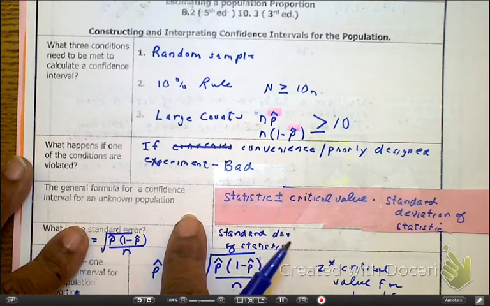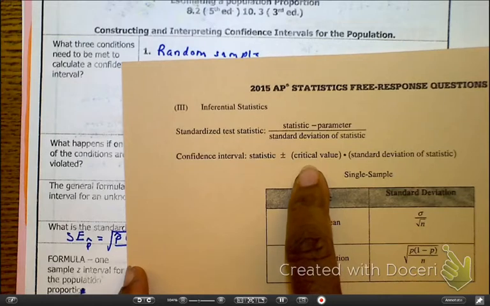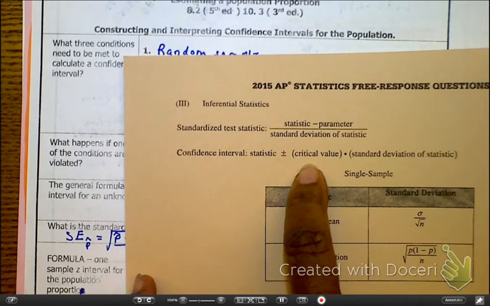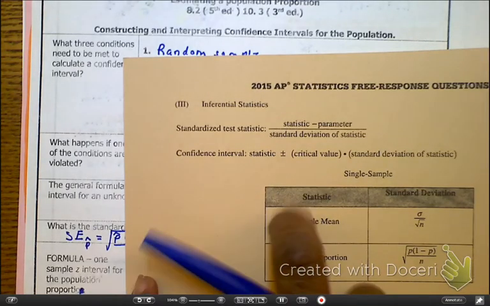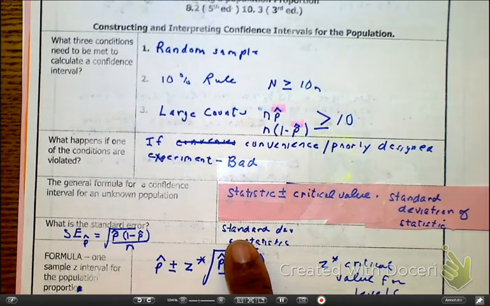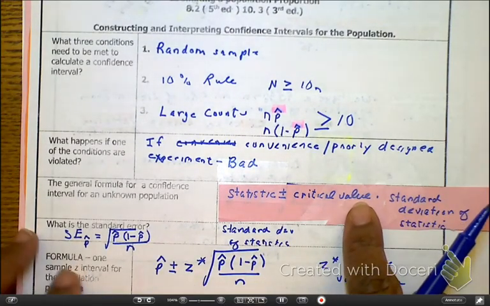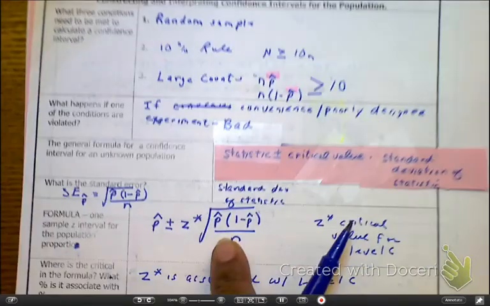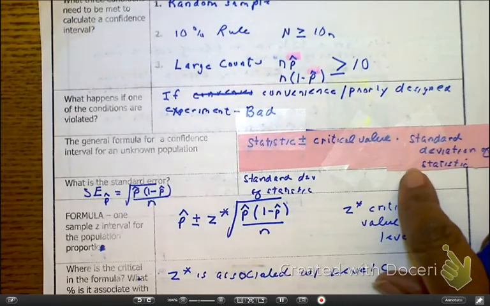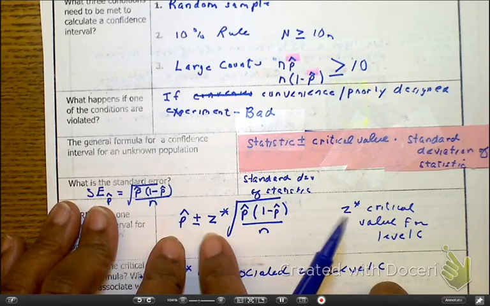As we look at this next point, the general formula is what you see right here in the pink, which is also what is on your cardstock. Your confidence interval: pull out a Post-it note and write on the Post-it note, because remember, you cannot write on this. It is the statistic plus or minus the critical value. And as I look down here at the formula, how this in pink equates to this: the statistic, which is p hat, plus or minus.